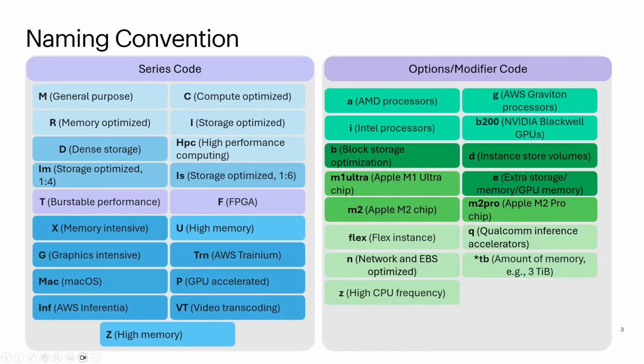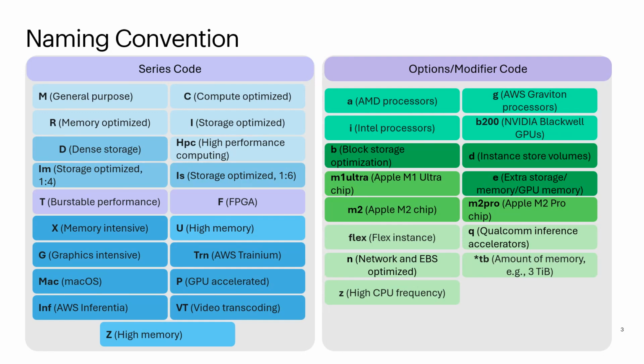I'll explain the EC2 naming convention for instances. This is important because the name of an instance type actually tells you a lot about its purpose, performance, and hardware. Let's start with the series code shown on the left-hand side of the slide. This tells you the main purpose of the instance family.